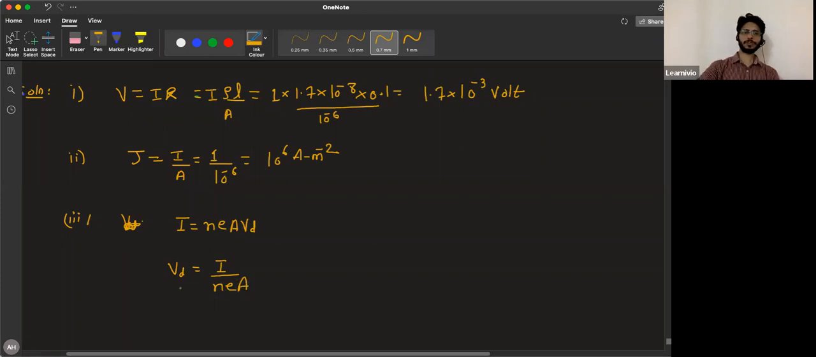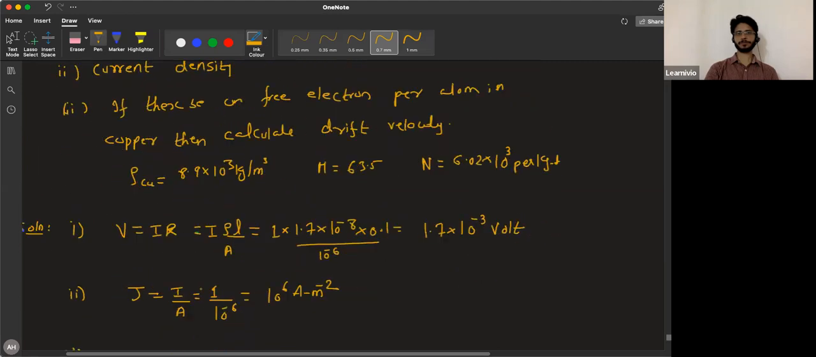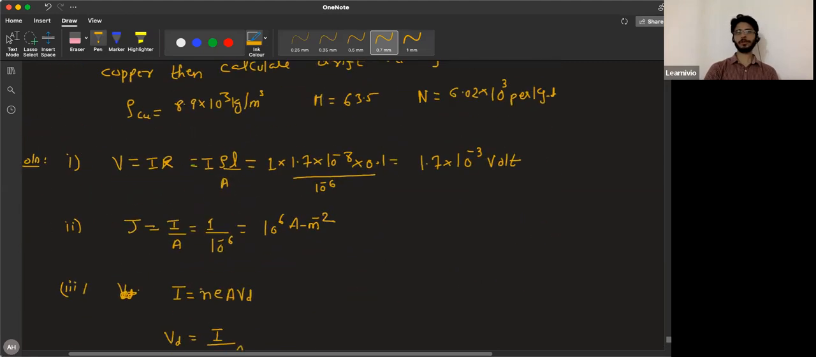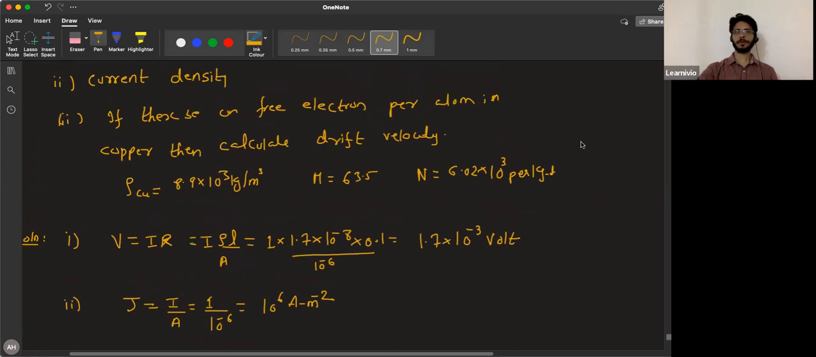So Yashika, which value is missing? Out of these, I, n, e, A, which value is missing, which is not given in the question? Sir, n. n is not given. So to calculate n, he has given you this data: free electron per atom in copper, then calculate drift velocity. If you have one copper atom, that means you have one free electron. If you have 1,000 copper atoms, you have 1,000 free electrons. If you have 1 lakh copper atoms, you have 1 lakh free electrons. So the number of free electrons is equal to the number of copper atoms.